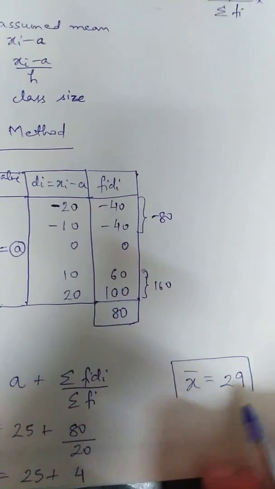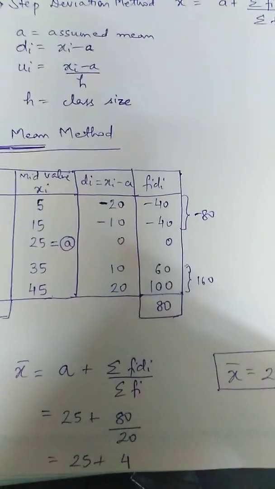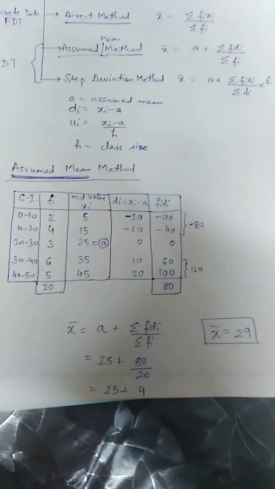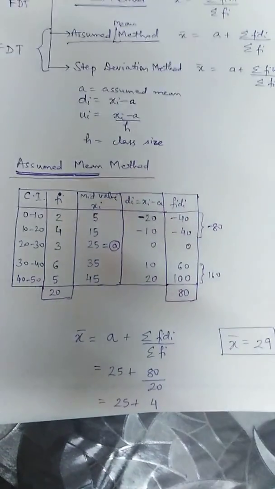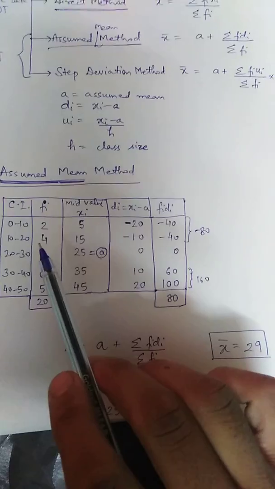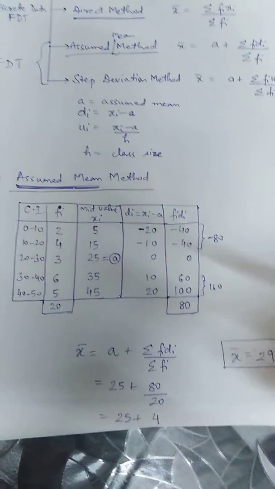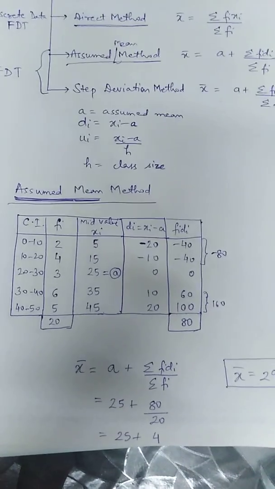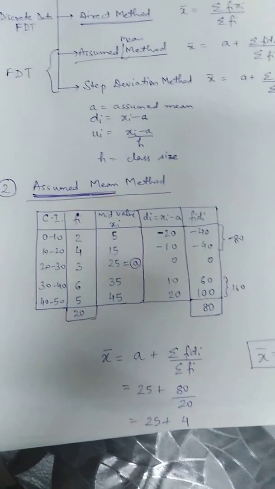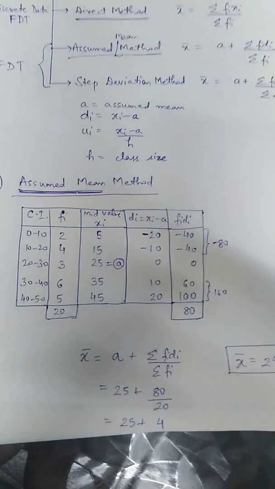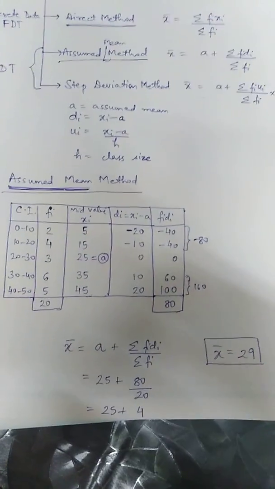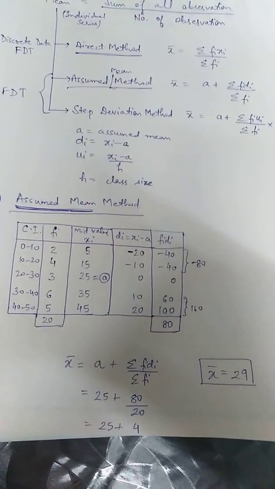So was this method difficult? I think no. In fact, it made our calculations easier. Otherwise we would have been involved with 2 5s are 10, 60, 75, adding them and having a large number as the addition of all. The division would have been quite difficult. But here we have got this mean very easily.